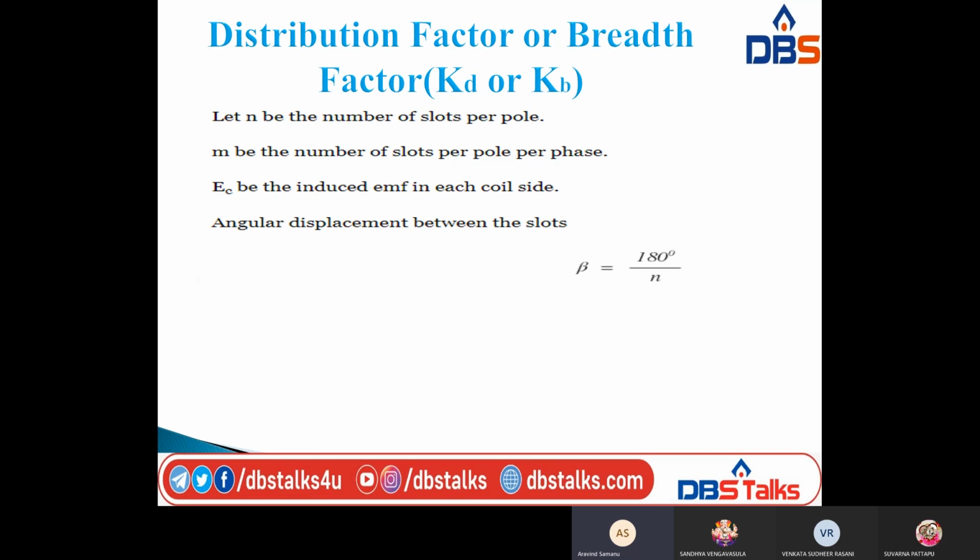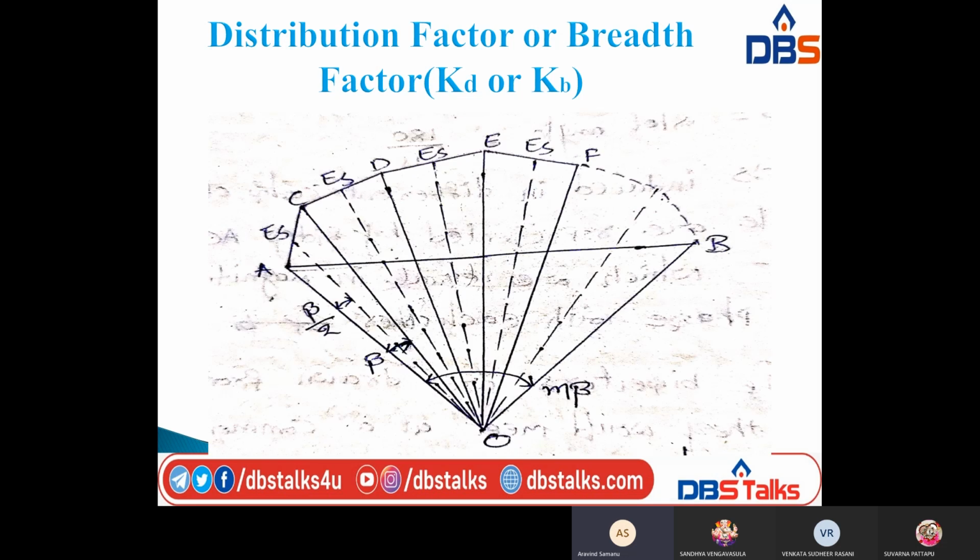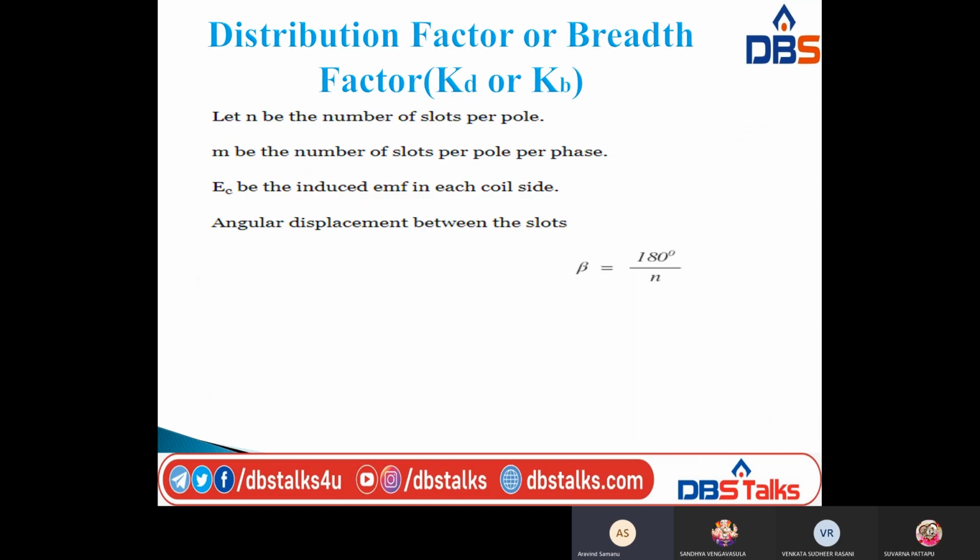And M. So M be the number of slots per pole per phase. And EC be the induced EMF in each coil. So if you observe the diagram, I am indicating this ES or EC. Here ES is the induced EMF in each coil side.